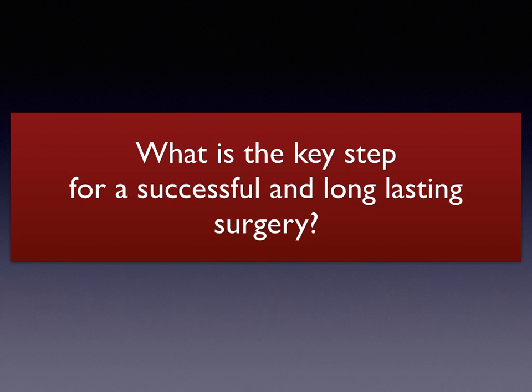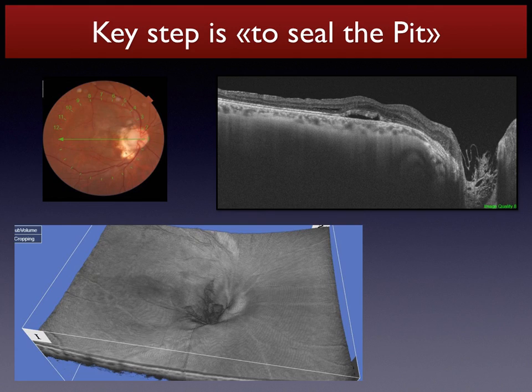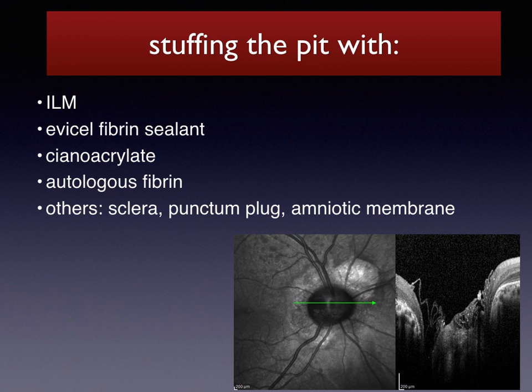So at this point, what is the key step for successful and long-lasting surgery? Well, it seems that in fact to seal the pit is the key of success. So stuffing the pit is very important. And I would say that using tissue that is already in the eye on the retina, like the internal limiting membrane, seems to be the best option.